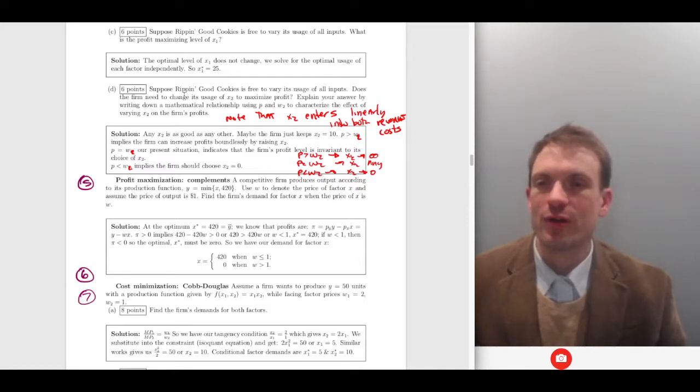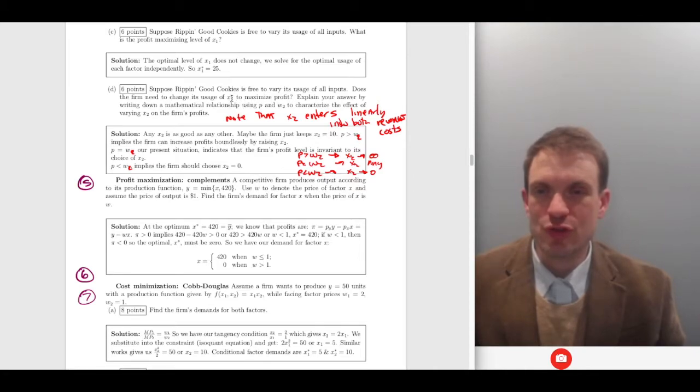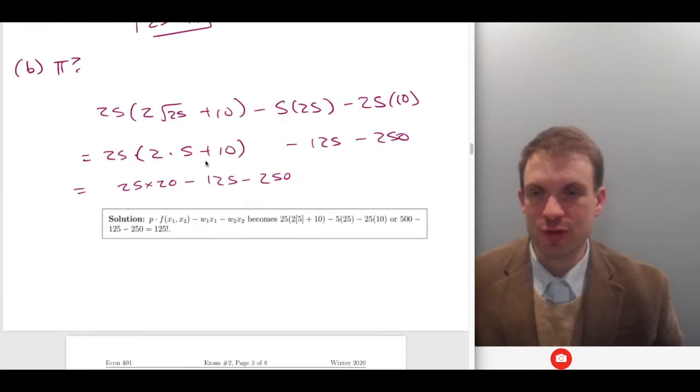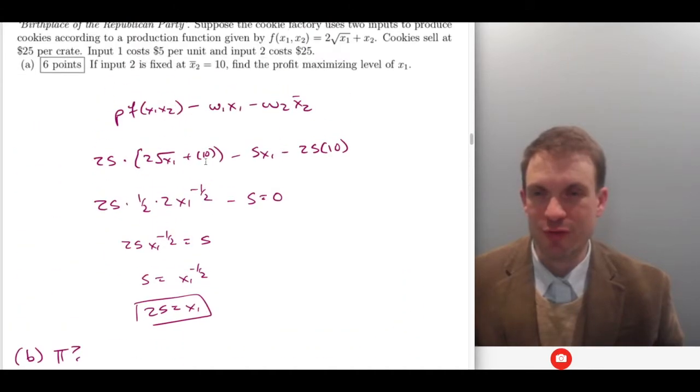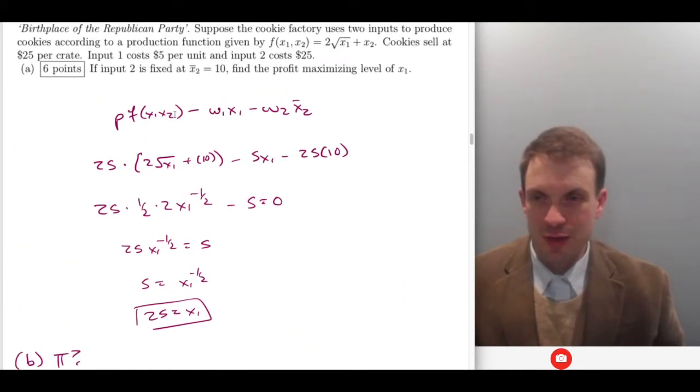So for part D, Ripon Good Cookies is free to vary all of its inputs. Does the firm need to change its usage of x2, factor 2, to maximize profit? Well, we want a mathematical relationship using the output price and the factor price to characterize the effect of varying factor 2 on the firm's profits. The easiest thing to do to see this is to go back up to our profit function and say, okay, here's where factor 2 enters, here's where factor 2 enters. How is this entering in practice?